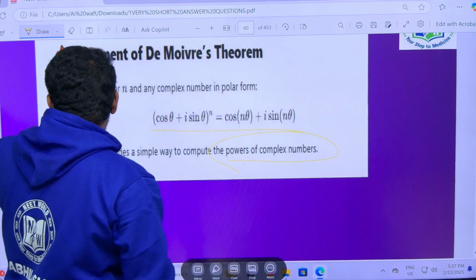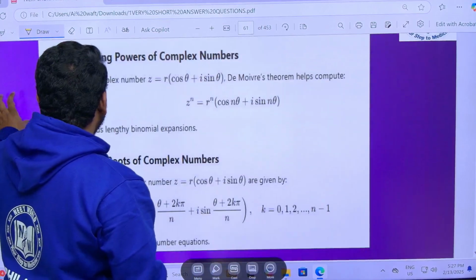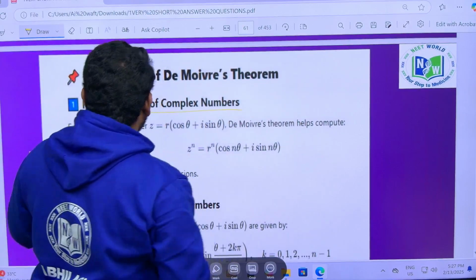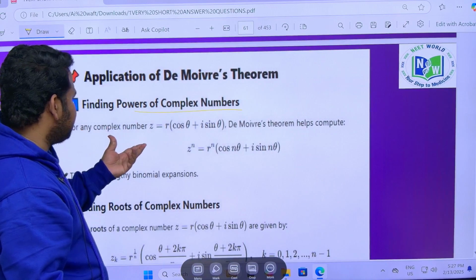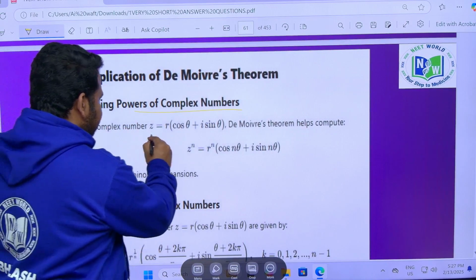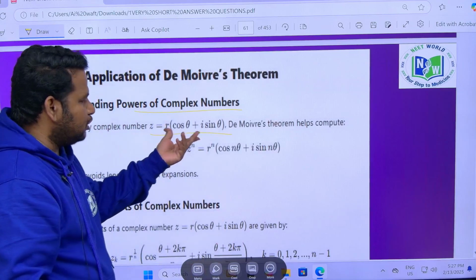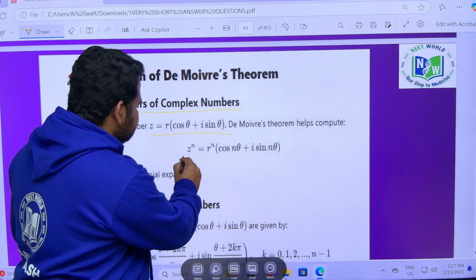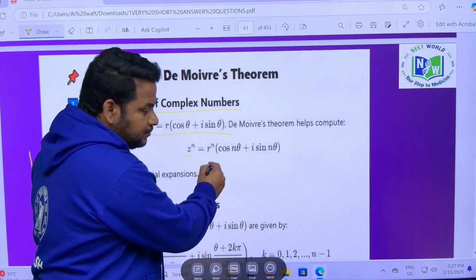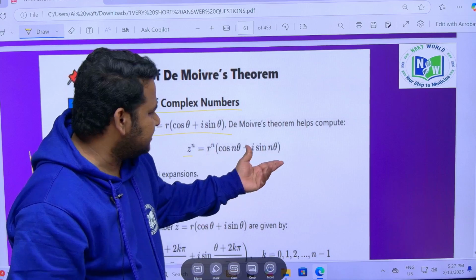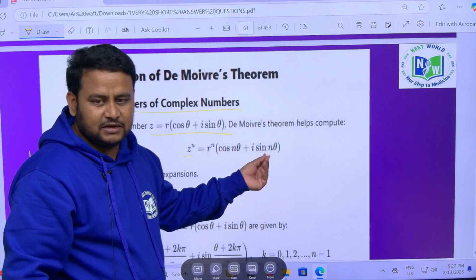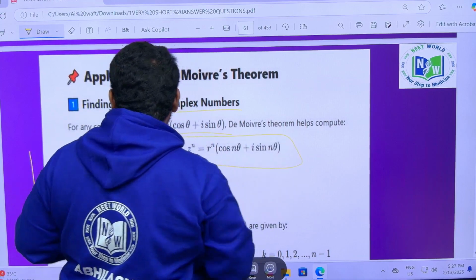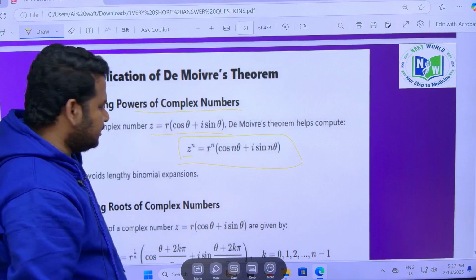Got it? Now, what are the applications? Finding the powers of complex numbers. See here, one of the applications is to find the powers of complex numbers. That is, z is written in polar form, z equals r times (cos theta plus i sin theta). Then De-Moivre's theorem helps to compute z to the power of n, given by r to the power of n into (cos theta plus i sin theta), that is, r^n (cos n theta plus i sin n theta). That's it, when it comes to powers of complex numbers.